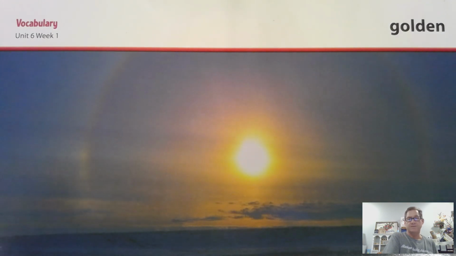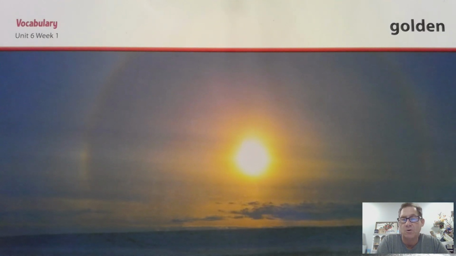The next word in our selection is golden. Say that word with me. Golden. Something that is golden is bright and yellow like gold. For example, the golden sun shone in the blue sky.